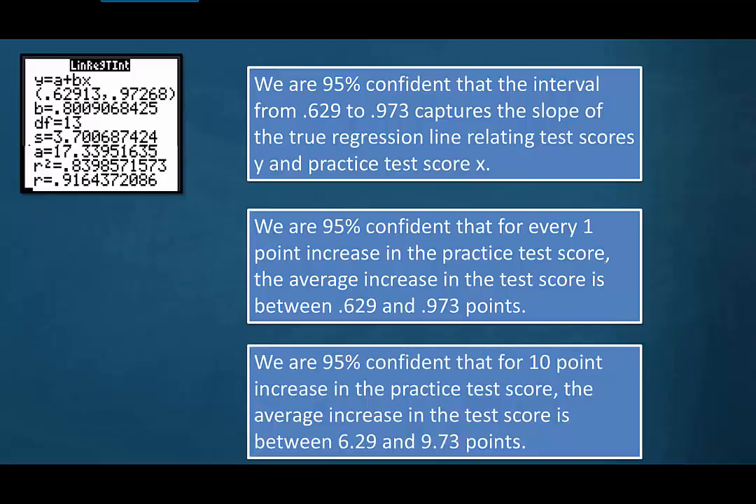So let's go ahead and bump it up to 10 points. So you increase 10 points in the practice test score. The average increase in the test score is between 6.29 points and 9.73 points. I prefer the bottom two in context. We're kind of merging the two different types of interpretation, interpreting what the slope means with the confidence interval, sort of merging those together.